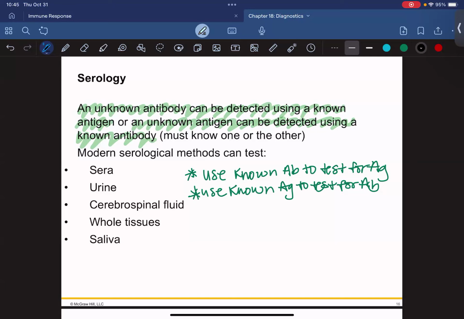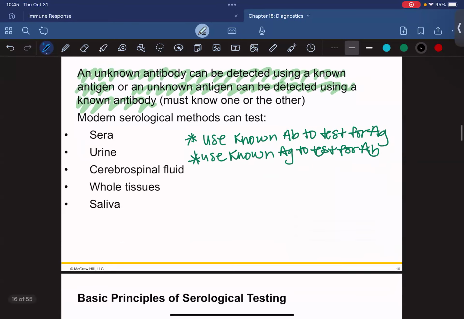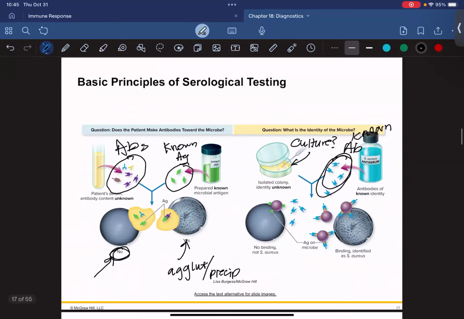All immunological tests are going to be asking that question. Does the patient have the antibody or does the patient have the antigen? All immunological tests are going to be categorized as indirect or direct, always. So that's what this is getting at. Now we can do serology and immunological tests, not just on serum, but we can use antibodies and antigens found in urine, CSF, tissue, and saliva as well.